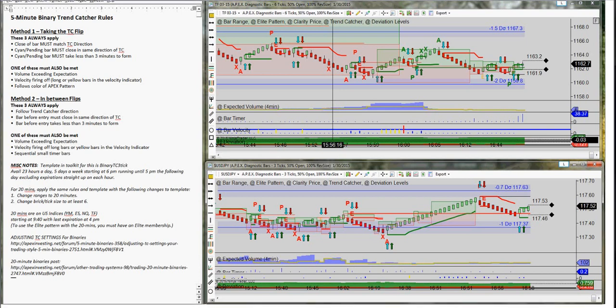A note, though, that in the 20 minutes, the binary Apex Essentials has the pattern in the binary TC trend catcher as the elite pattern. If you want to apply the elite pattern in your 20 minutes, the 20 minutes are on the US, YM, ES, NQ, and TF, and you have to have the elite membership in order to utilize it.